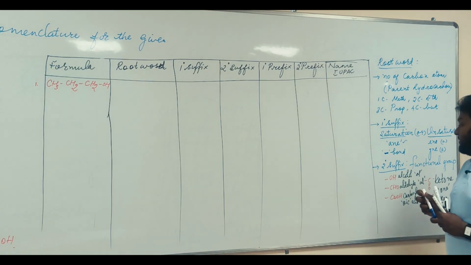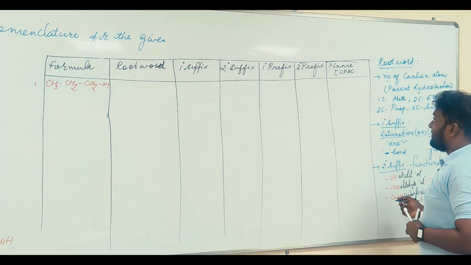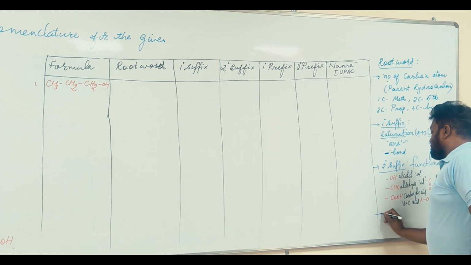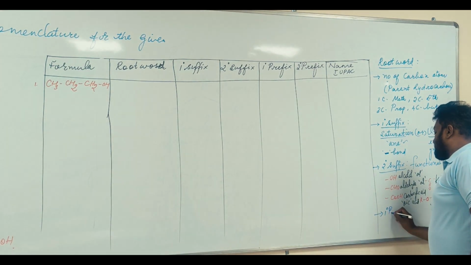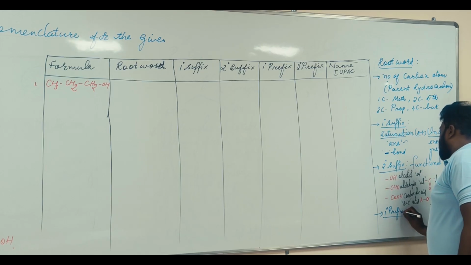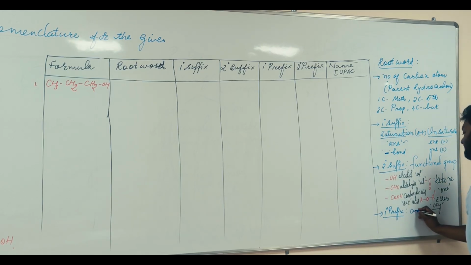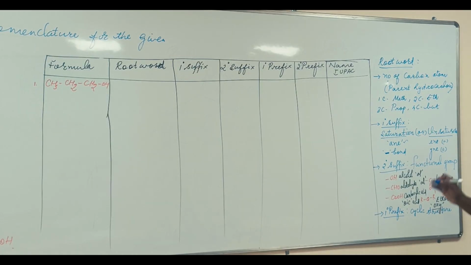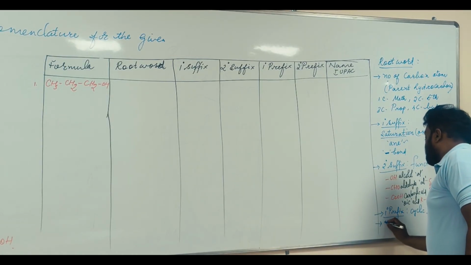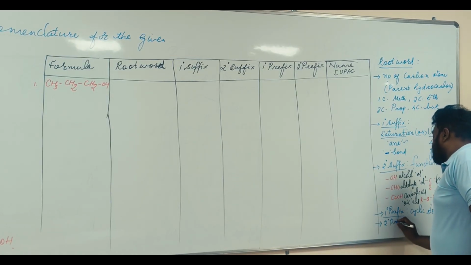Now we go to the next one, the primary prefix and the secondary prefix. What does the primary prefix imply? The primary prefix implies whether the compound is a cyclic structure. We don't have that for 10th standard, we can leave it, you just need to know this. Then the next one is the secondary prefix. This also you don't have, but it has to be known.